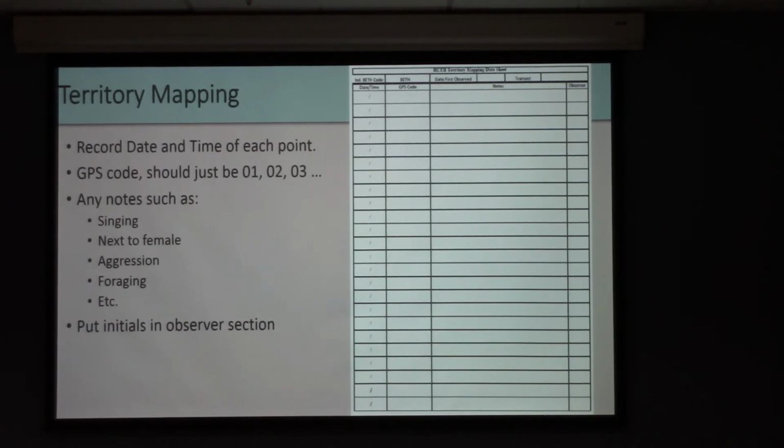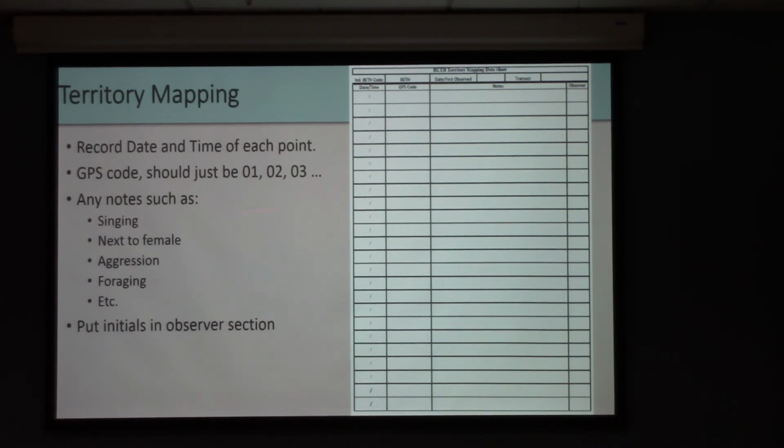You can either, if you're taking the GPS points in your GPS, just write the code you wrote for it. So, like I said before, if you're just putting it as 01, 02, 03, write that. Or you can write the UTMs in here. It's just whatever you prefer. I like to put them in my GPS. But if you just want to read the UTMs each point, just do that.